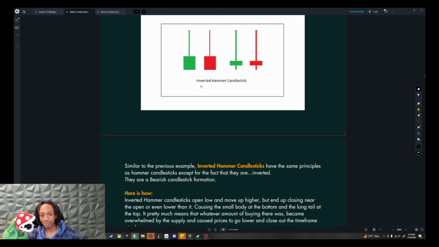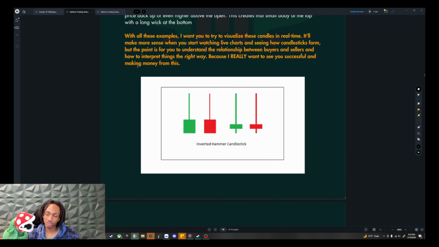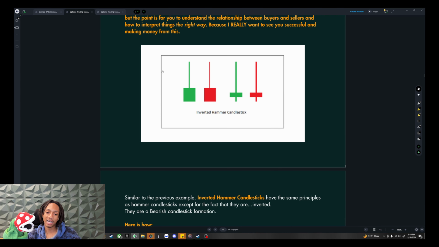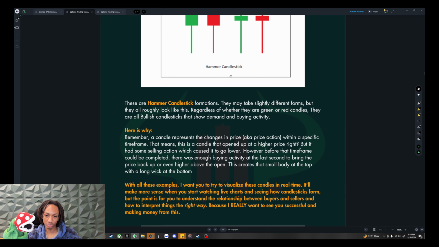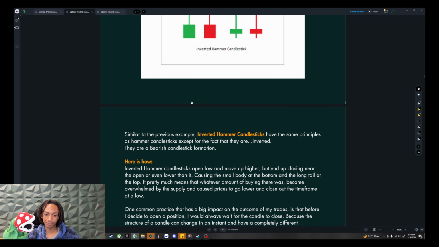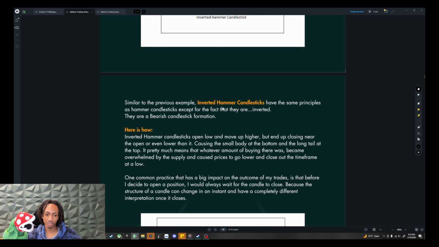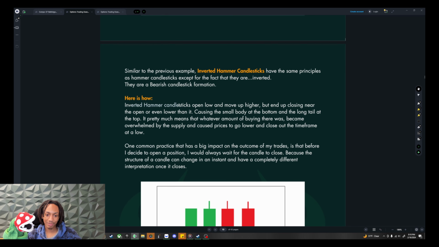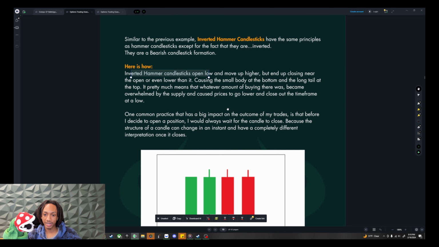Next, we've got the inverted hammer candlestick. Same thing as a hammer candlestick, except opposite. This represents strength in supply, in comparison to the hammer candlestick, which represents strength in demand. Price goes up and closes lower, creating a wick on the top and a small body at the bottom. Same principles, except inverted. Inverted hammer candlesticks open low and move up higher, but end up closing near the open or even lower, causing a small body at the bottom and the long tail at the top.